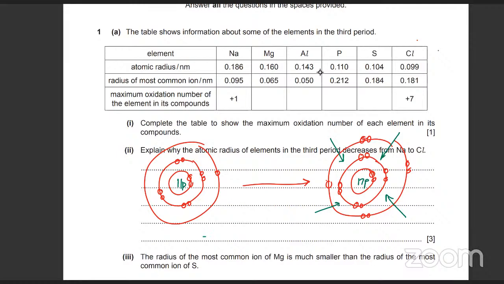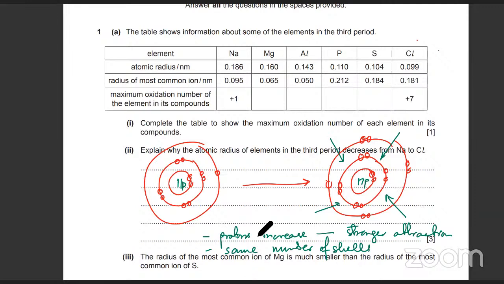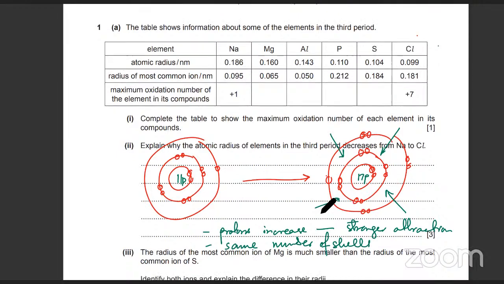So what you're going to write is that protons increase when you move to the right, while you have the same number of shells. So there is going to be stronger attraction for the outer valence electrons. That's about it. They have the same number of shells, except that the protons keep on increasing, so there's a greater attraction for electrons.